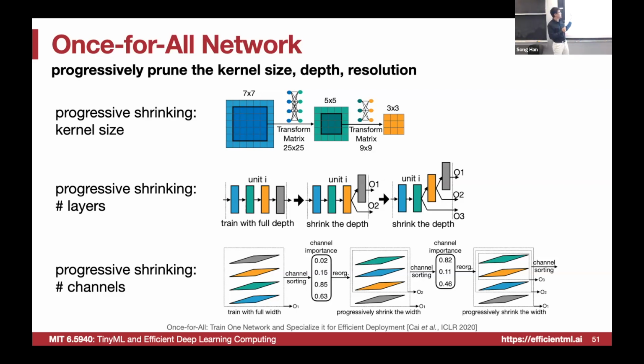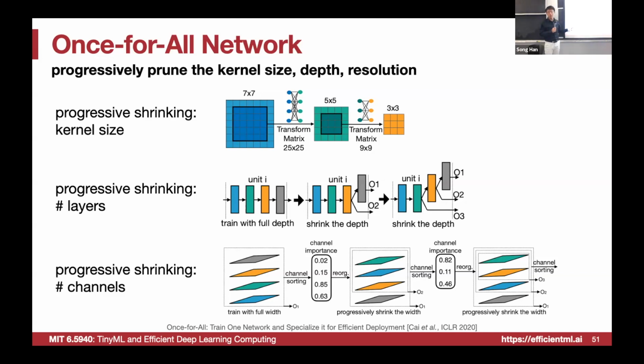Or similarly for the number of layers, we can progressively shrink the number of layers while we are doing training. We can first train with full depth and then shrink the depth. Now we can select either these 4 layers or these 3 layers. We can randomly sample different choices at training time. And finally, we can continue to shrink from 4 layers or 3 layers to only 2 layers. So this is progressively shrinking the number of layers.